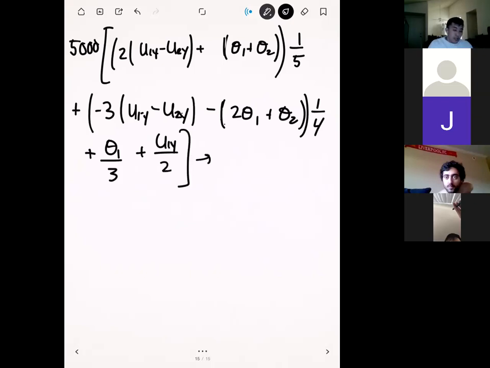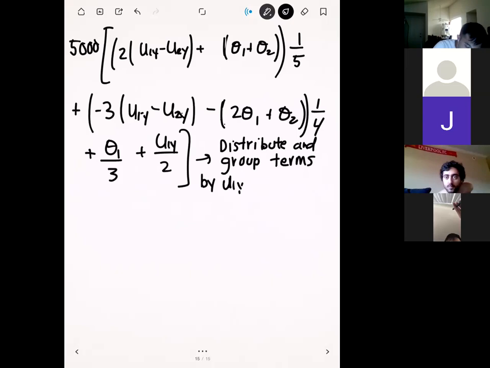Okay. And so at this point, we're getting close. What we want to do now is distribute everything and then group the terms according to U1y, theta 1, U2y, and theta 2. We're going to distribute that 5,000 all throughout. We're going to distribute the 1/5. And then what we get is the following.